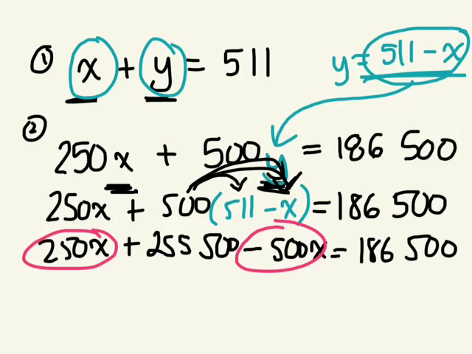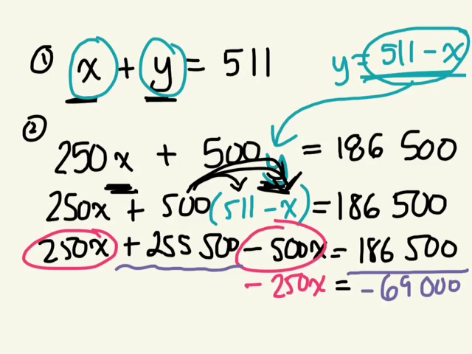250x take away 500x, what is it? Negative 250x equals, what is 186,500 take away, because we need to get rid of that, 255,500? Negative 69,000. We need to isolate x, so divide both sides by negative 250, and we end up with positive 276. We know x.